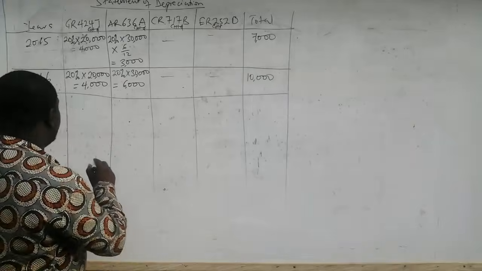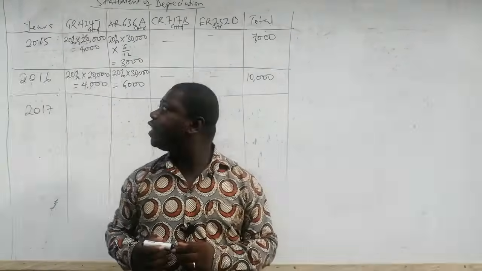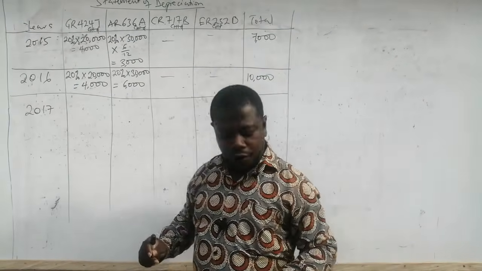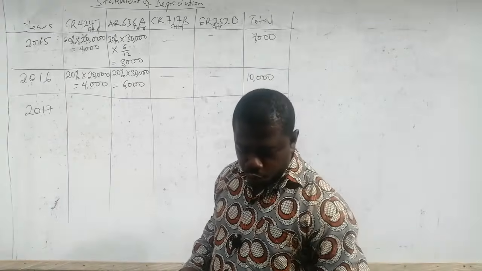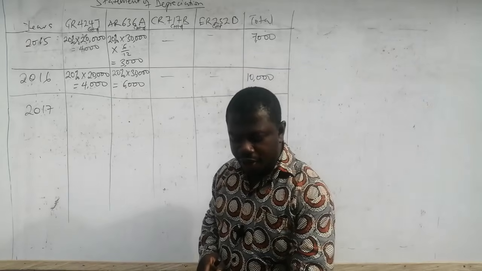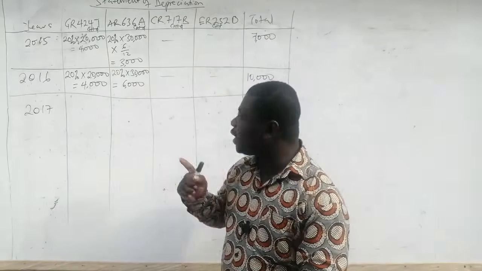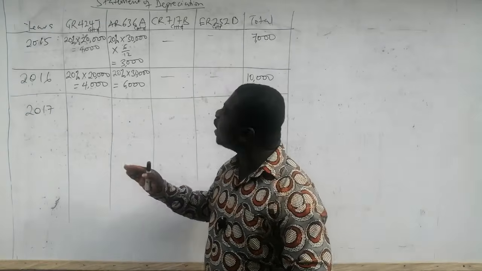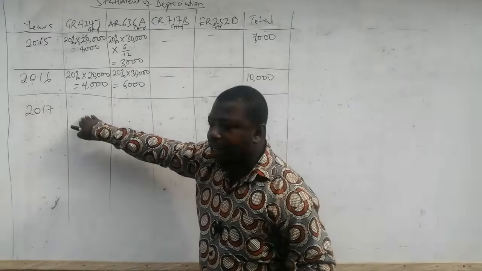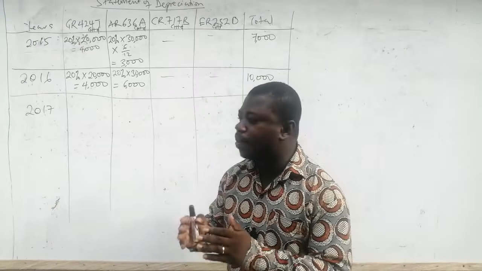And then we move to the next year, which is 2017. In 2017, this asset JR424T was sold. The date of disposal is 30th June 2017. It means that the asset was in existence in that year, but it was used for only 6 months. After 6 months, it was sold.